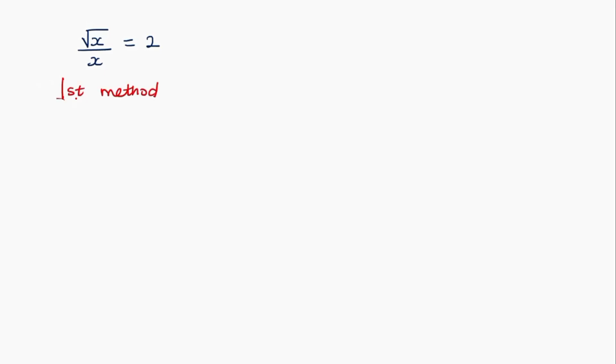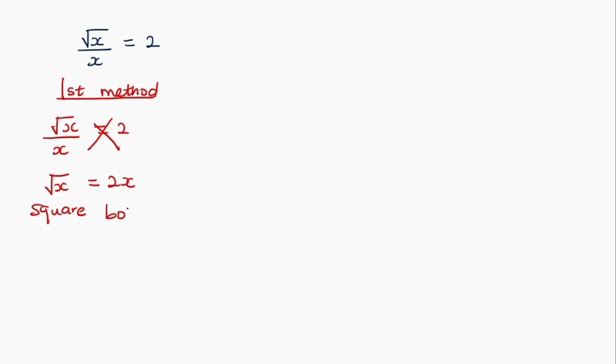So the first method on how to solve this type of question. We have the question to be the root of x over x is equal to 2. First thing, you want to simply cross multiply. So we have this to be the root of x is equal to 2x. Alright, so the next thing we want to do is to square both sides.